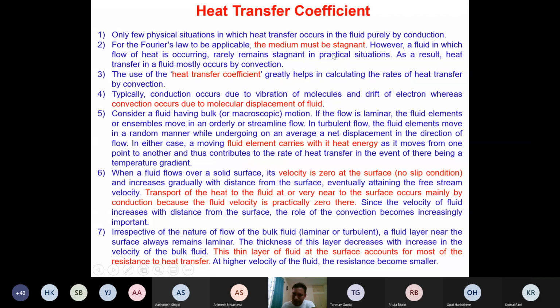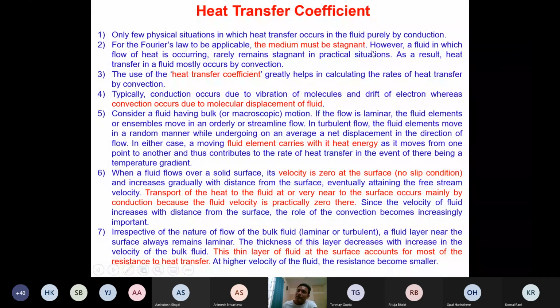So in addition to conduction, convection is most of the time always present with conduction. The next important point: Fourier's law of heat conduction is applicable only when the medium is stagnant. Remember, we applied Fourier's law only for plane, cylindrical or spherical solid surfaces, and the solid material we used is not moving at all, isn't it? So Fourier's law is applicable when the medium is stagnant.